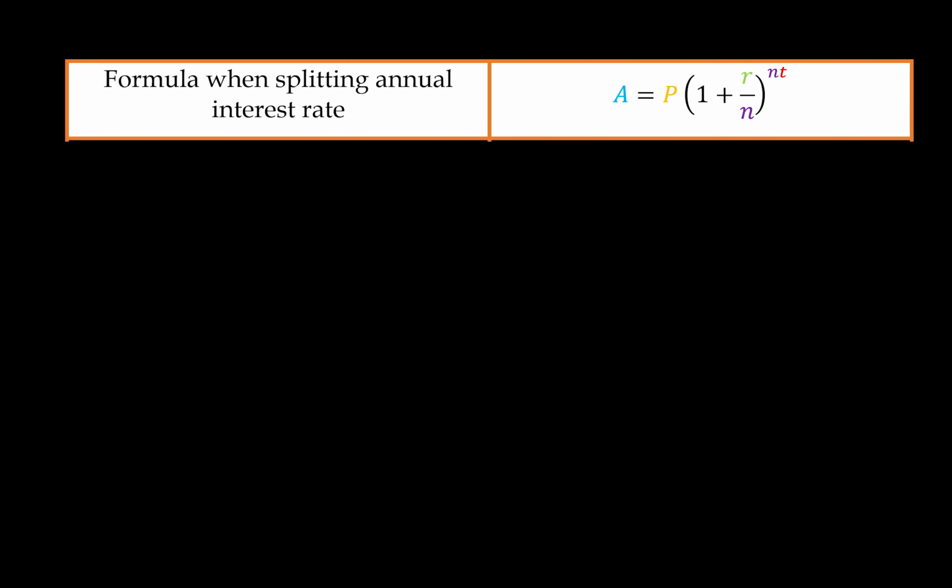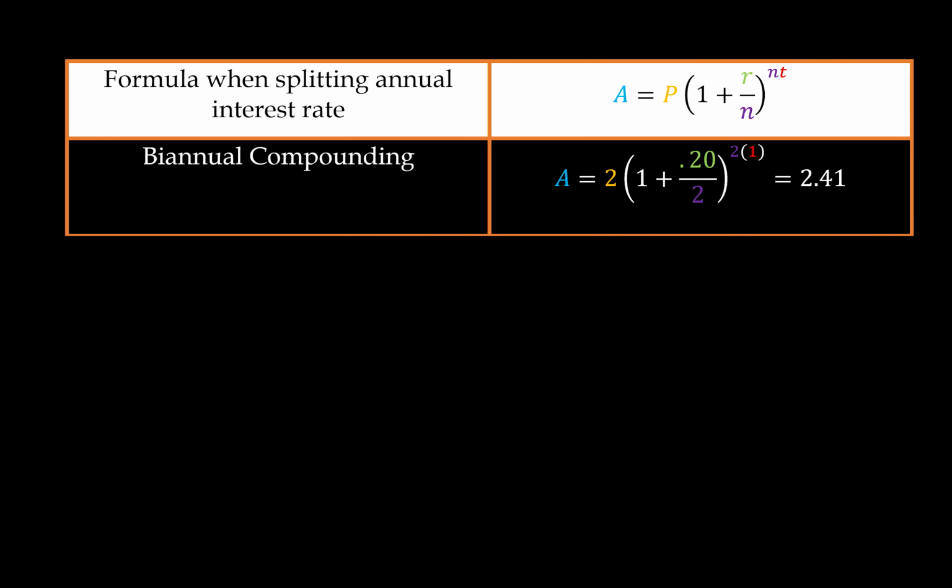Another thing we can do is split an annual interest rate across several months. For instance, if we wanted to split an interest rate of 20% into biannual payments, which means 2 times a year, then I can use this formula. This represents the interest rate of 20% being split into 2 payments, and this represents how many compoundings or how many times we gain interest each year.